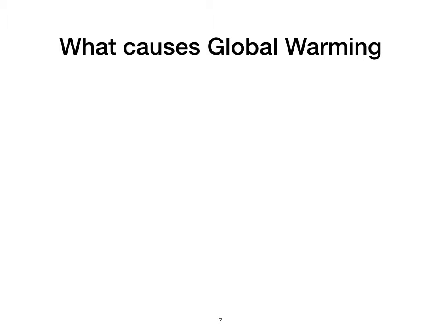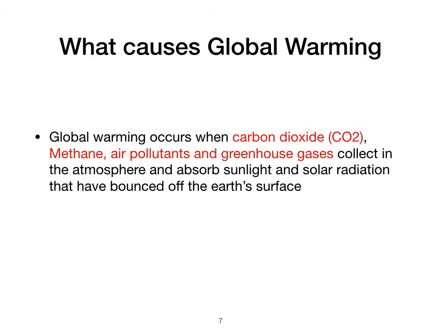And basically, before going into further details, we must discuss what causes global warming. One of the contributing factors is that carbon dioxide, methane, air pollutants, and greenhouse gases collect in the atmosphere and absorb sunlight and solar radiation, which is supposed to bounce off the Earth's surface. But we have seen that they don't bounce off. We see that they remain stuck. And these pollutants, which can be stuck there for years and centuries, trap heat and cause the planet to get hotter. So this is what's known as the greenhouse effect.